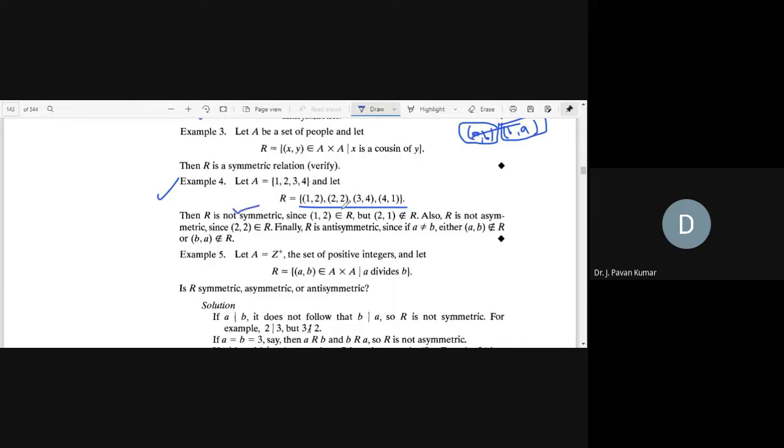Next, whether it is asymmetric. Asymmetric means we should not have 1 comma 2 and 2 comma 1 together, and also 2 comma 2 should not be present. Since 2 comma 2 is present, it is not asymmetric as well.